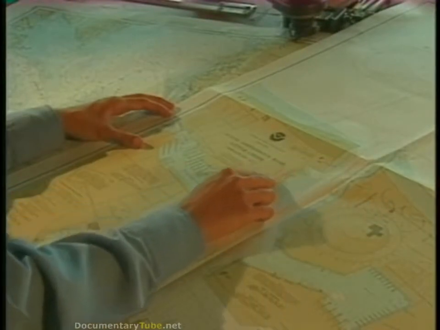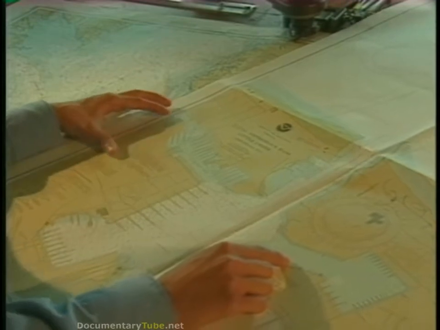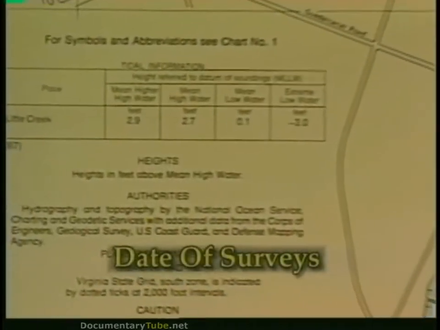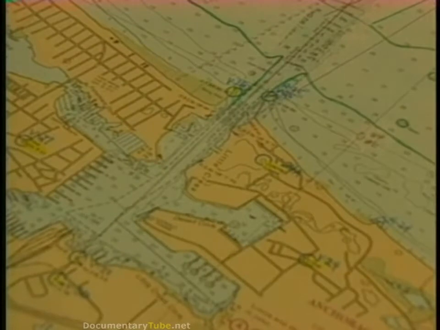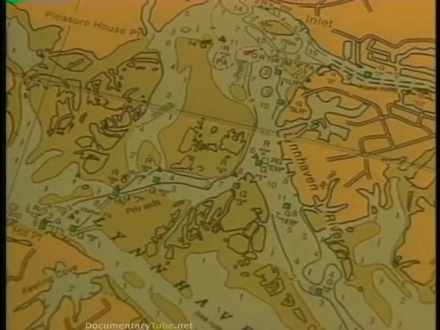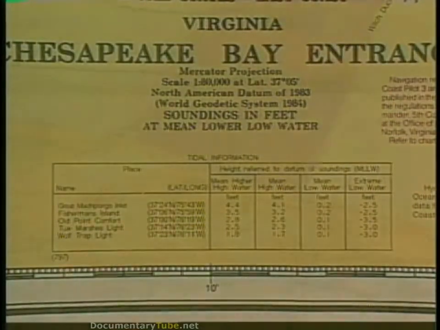On a harbor chart, this includes the title of the chart. This title block information is placed where it does not interfere with other information. It will include information about title, date of surveys, and datum for soundings. Elsewhere on the chart, you will find other valuable printed information. This information is normally printed in the land areas. It will include notes of caution, title information, and references to anchorage areas.